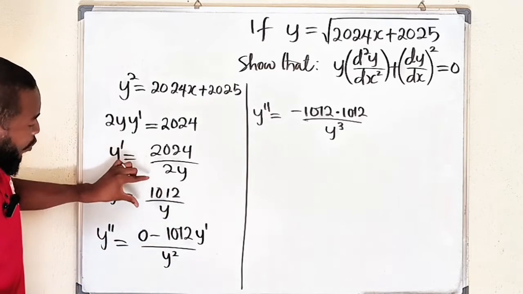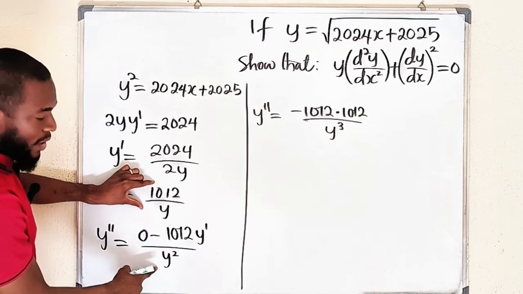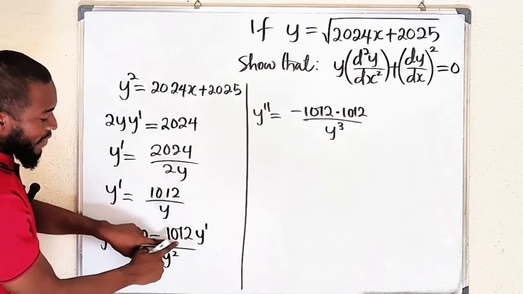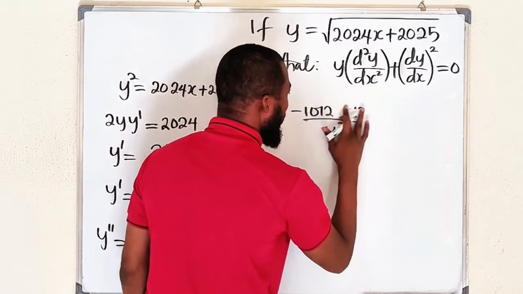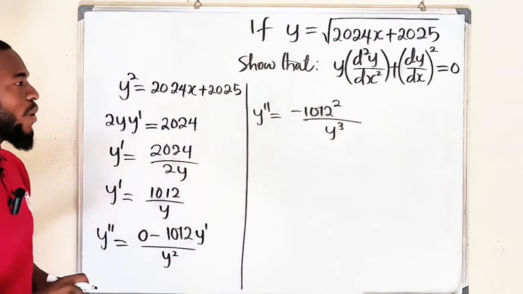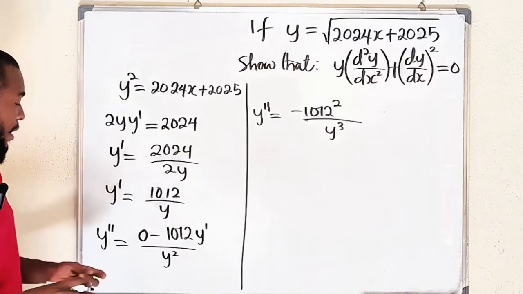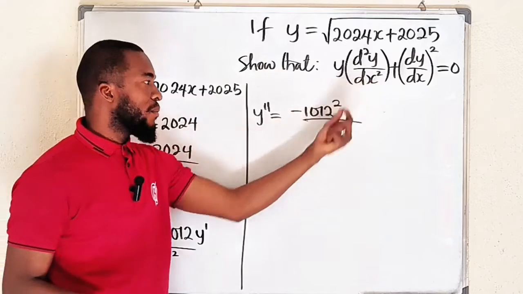Remember I told you that this is y prime. If you plug it here, this y will drop down to multiply y squared, it becomes y cubed. And this is 1012 times this, which is eventually going to give us squared, right? I think in order to minimize space, let me just make this squared. So we are done with what? Y double prime. Then remember we need to multiply it by y to get the first term.